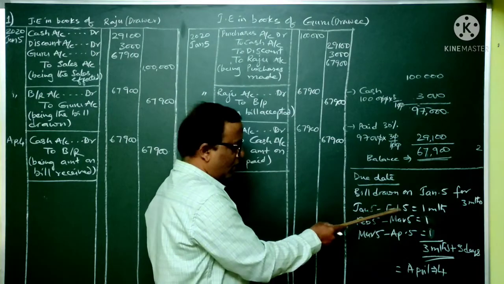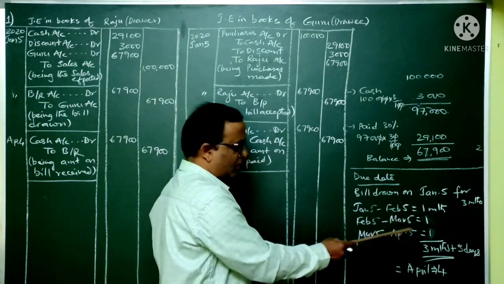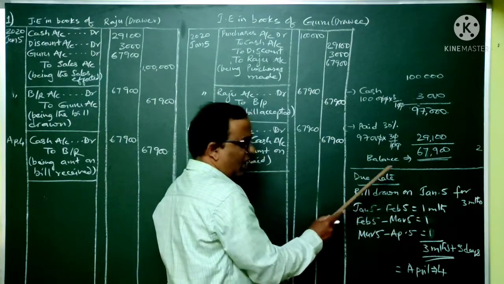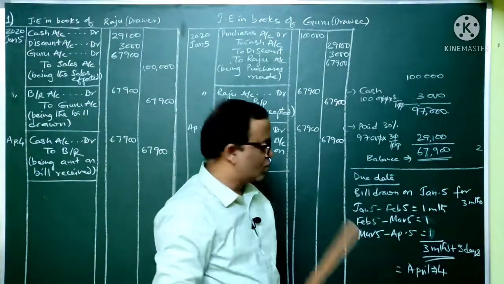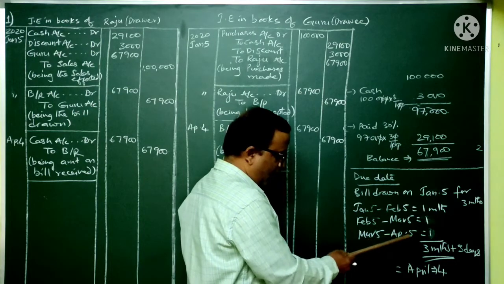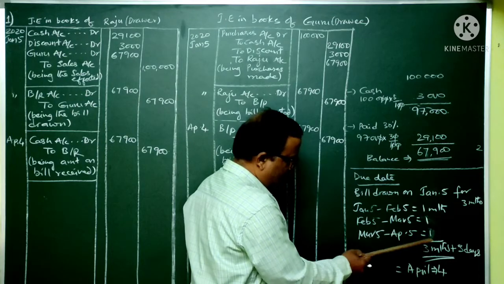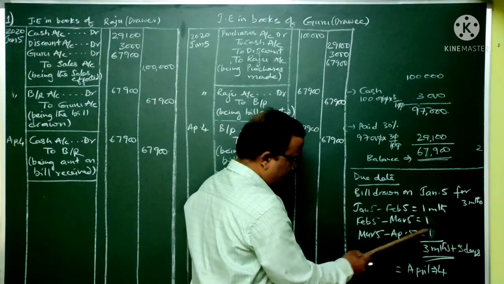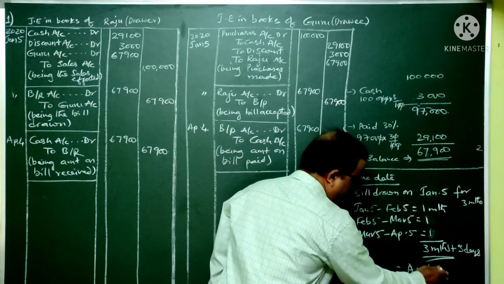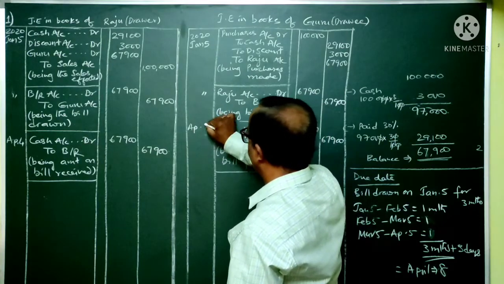January 5th to February 5, 1 month. February 5th to March 5th. March 5th to April 5th, 3 months. That means up to April 5, 3 months have completed. Every bill will have 3 grace days. So if you add 3 days to it, your due date will be April 5 plus 3 days. So April 5 plus 3 days means here it will be how much? April 8th it will be. So this will be April 8th here.